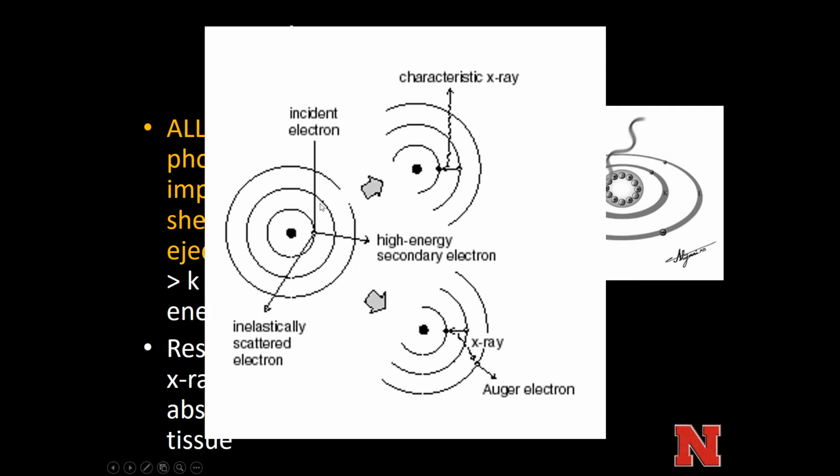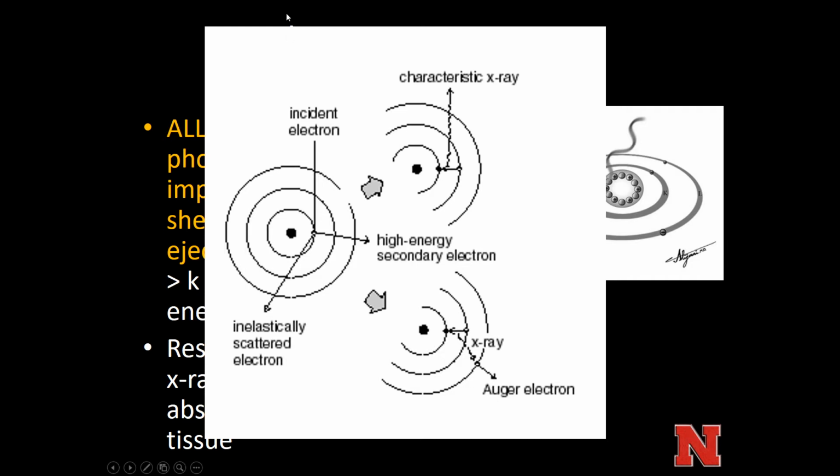Incident electron here is kind of scattered out via photoelectric absorption, where that incident photon has sufficient energy to knock out that electron. Then a higher order electron falls into that inner electron orbit. A high energy secondary electron can eventually go down to the inner electron shell by releasing a characteristic X-ray or an Auger electron.